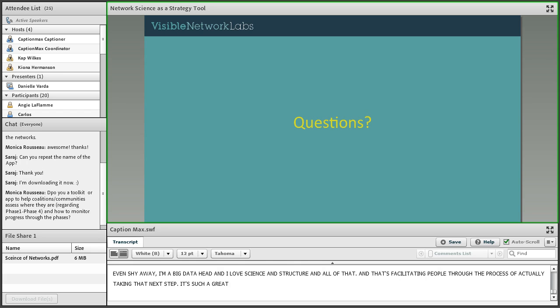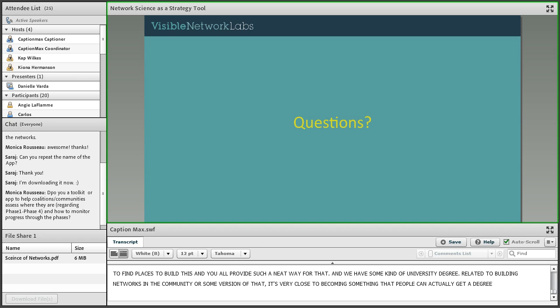Yeah, and you know, Cap, I think the work that you all do, being with you in a workshop and watching you walk grantees through that thinking and that work, is remarkable. I won't even shy away that I'm a big data head, and I love science and structure and all of that. And I'm not very good at facilitating people through the process of actually taking that next step. So the assessment that you all provide is such a great complement to all of this as well.